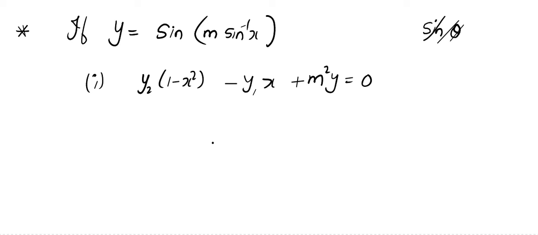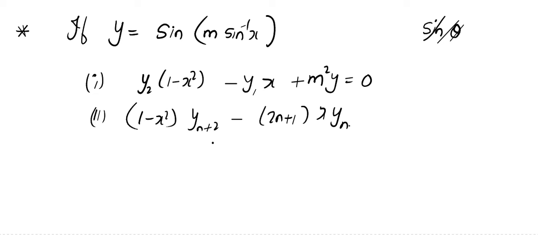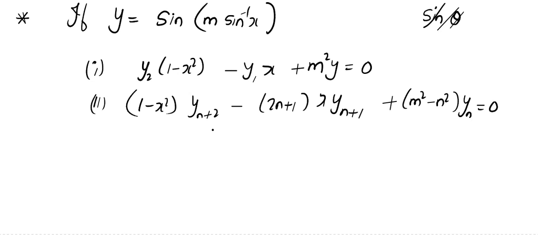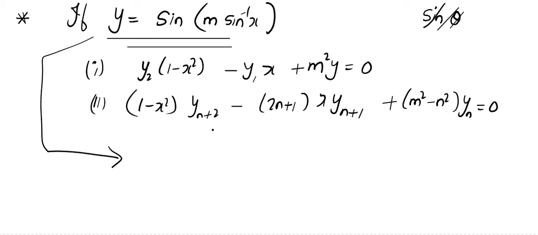0. And the second one, 1 minus x square into y n plus 2 minus 2n plus 1 into x y n plus 1 plus m square minus n square into yn is equal to 0. So this is a very, very special question, and if you know the trick, you can tackle it very fast. The trick is very simple.